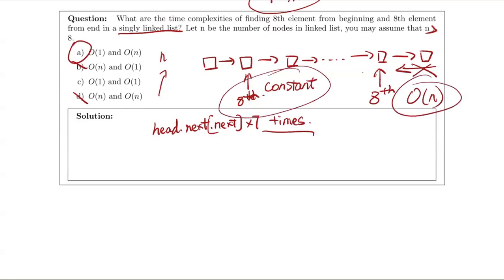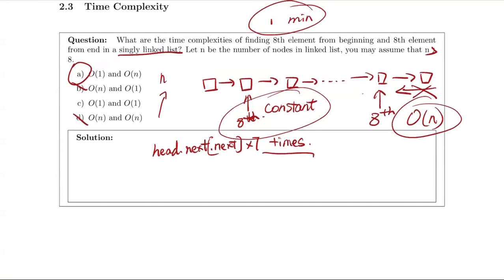Any questions? I'm sorry. So if you're going 7 times to the next pointer, isn't that pretty much a loop? Yeah, you could do it with a loop. But then doesn't that mean that that's linear time?